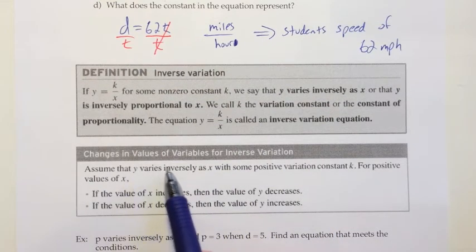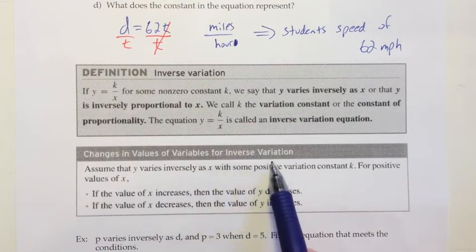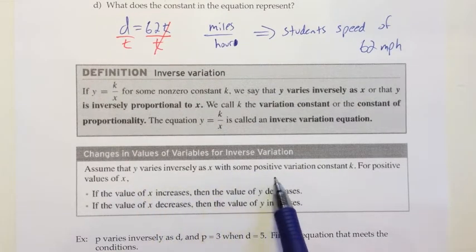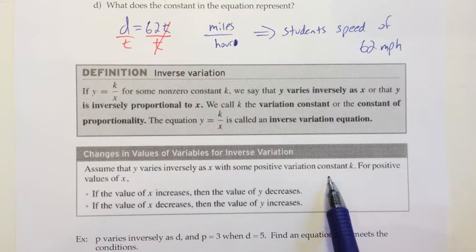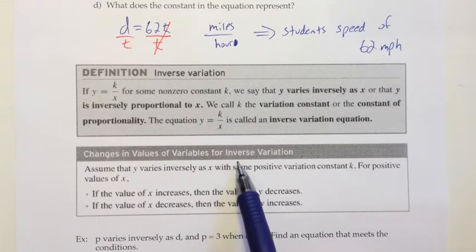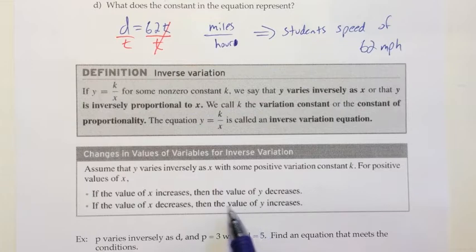And then the changes in values for the variables for inverse variation: assume that y varies inversely as x with some positive variation constant k. Then for positive values of x, if the value of x increases, the value of y decreases, and if the value of x decreases, the value of y increases. So when we have inverse variation, we always have the opposite direction of movement on our variables. If x goes up, y goes down. If x goes down, y goes up.